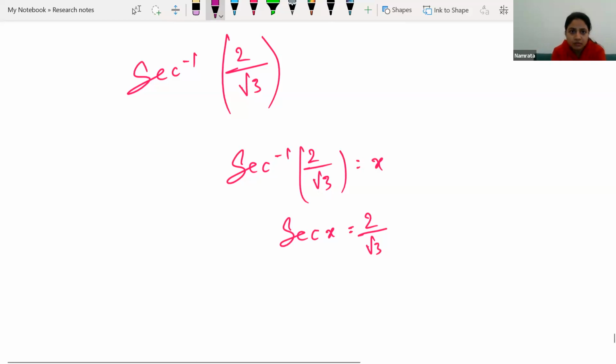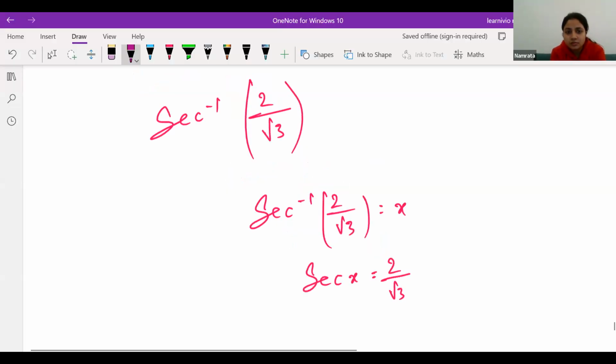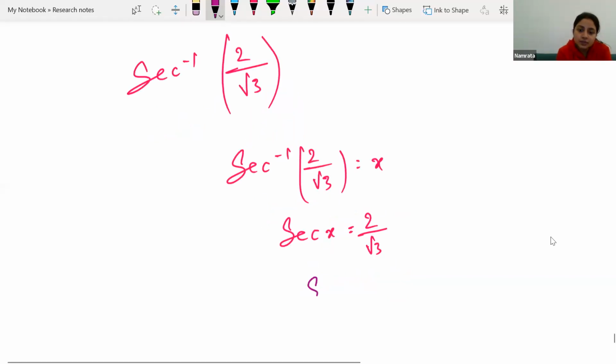Who will tell? Ma'am, 30. Yes, 30 degree. Cos 30 is root 3 by 2, sec 30 is 2 by root 3, 30 degree. That means sec x is equal to sec pi by 6.